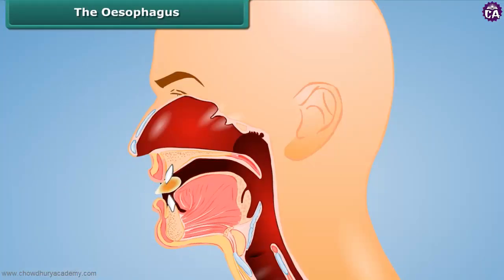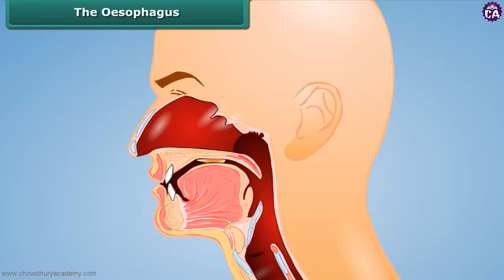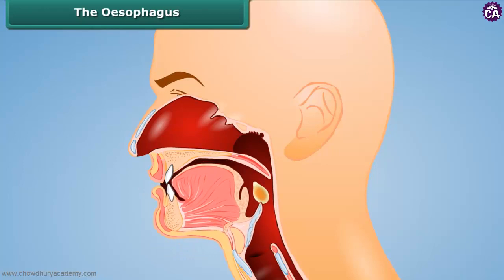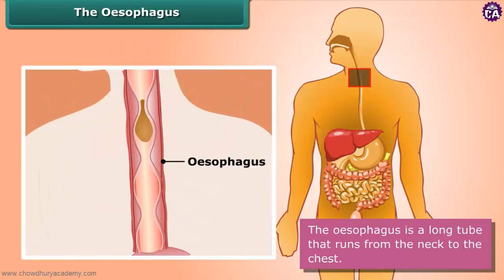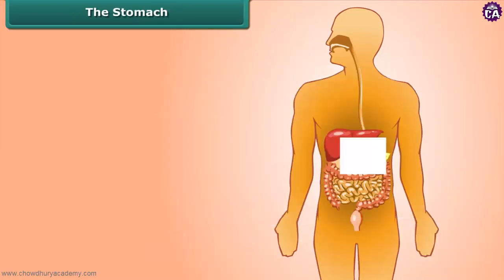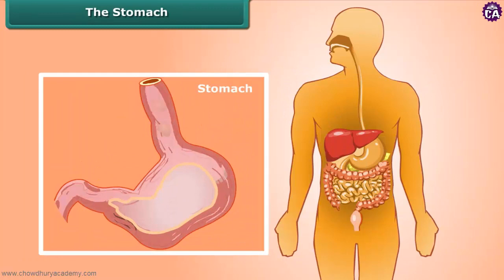When the food we eat becomes a soft mass, our tongue pushes it to the food pipe or esophagus. The esophagus is a long tube that runs from the neck to the chest. The movements of its walls force the food to the stomach. The stomach is the widest part of the alimentary canal. It is a thick-walled bag with a flattened U shape.